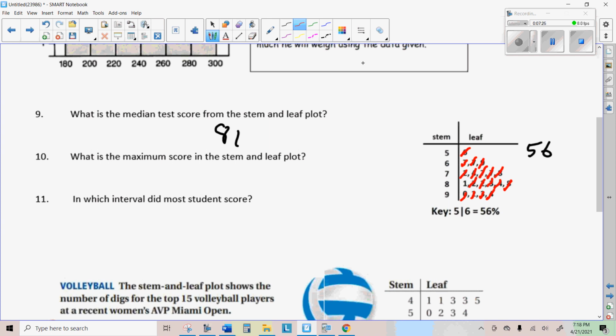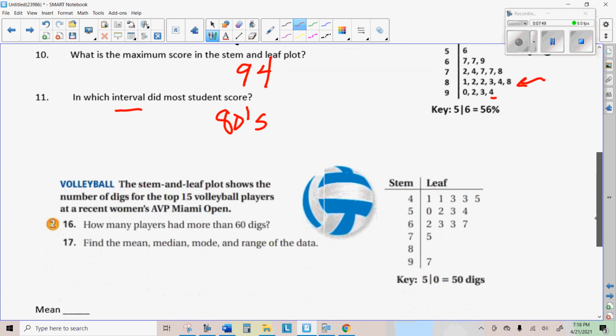What is the maximum score in the stem and leaf plot? That would be the highest number is in the 90s, and it's the last number in the 90s row, which would be 94. What interval did most students score? That would be the longest section of leaves, which is the 80s. All right, so you're going to practice a few of those.